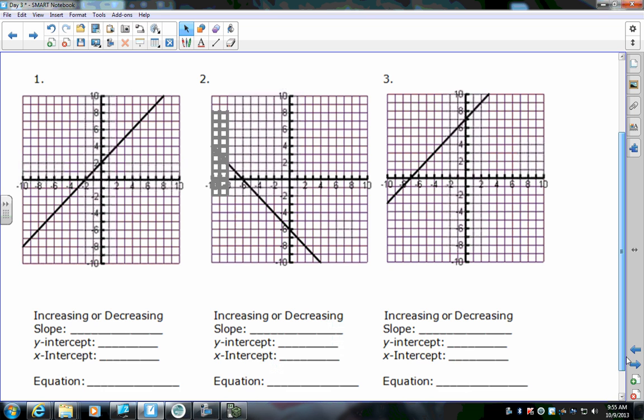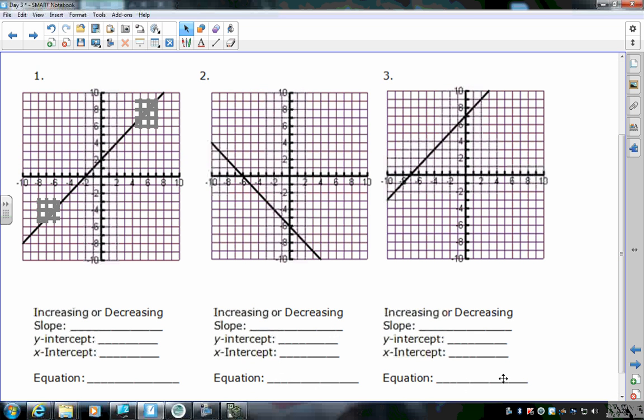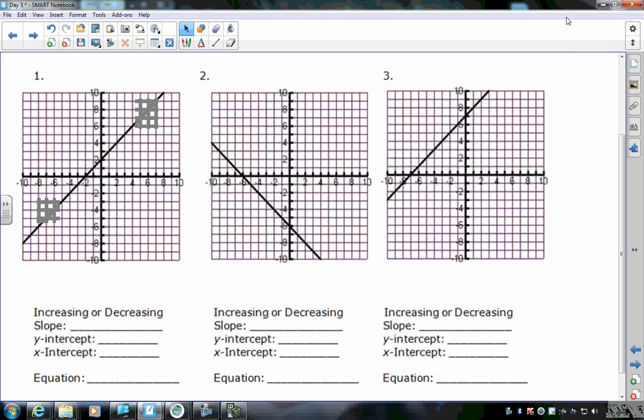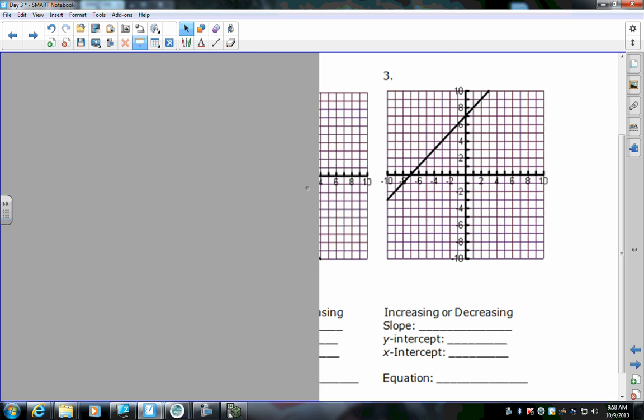Take a minute and do number 3 and number 1. Do number 3 and number 1. All right, on number 3, let me put a shade up here to kind of cover things up.